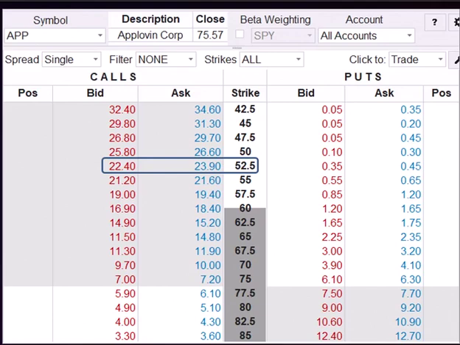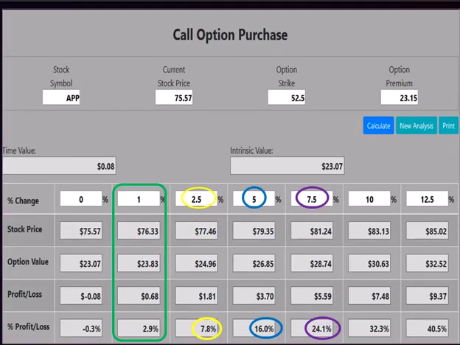Let's see if the 52.5 call will work. The bid-ask spread for the 52.5 call is 22.40 to 23.90. We try to enter at the midpoint, so we'll use 23.15 as the buy price. Our call option calculator shows that the 52.5 call works. If the APP stock price is up 1% at expiration, the 52.5 call will make a 2.9% or $68 profit. That's better than break even. So the 52.5 call is the one we'll buy.